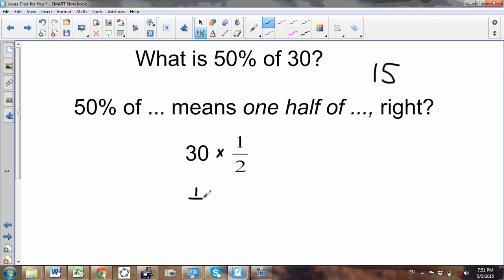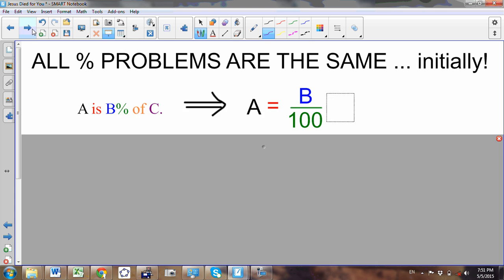Now, since multiplication is commutative, you can multiply in either order. 1/2 of 30 can be written 1/2 times 30. That's 1/2 of 30. So how have we translated of? Times. In this situation, of translates as times. 1/2 of 30 is 1/2 times 30. So B 100ths of C simply means B 100ths times C.